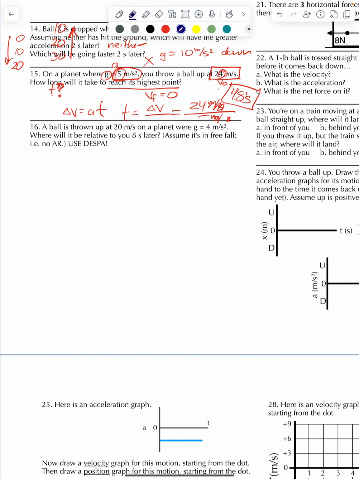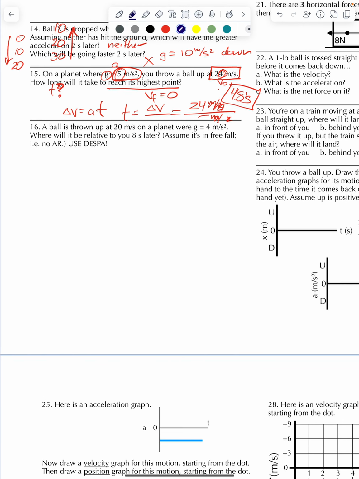Now it says, where will it be? That sounds like we want to know its place or its displacement. So we're looking for delta x. Now its time is 8 seconds. Okay, so now we look at that and we think, ooh, that's kind of a tricky one. How are we going to get this? Let's do it the old-fashioned way first, where we didn't know the other equations, and then we'll try to find an equation that will work.